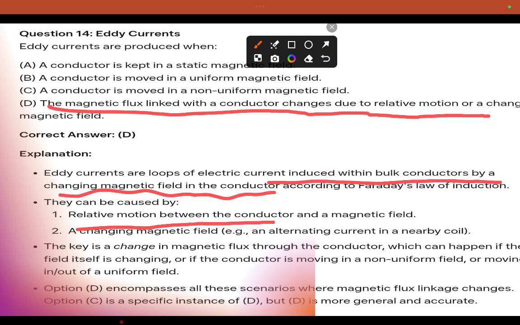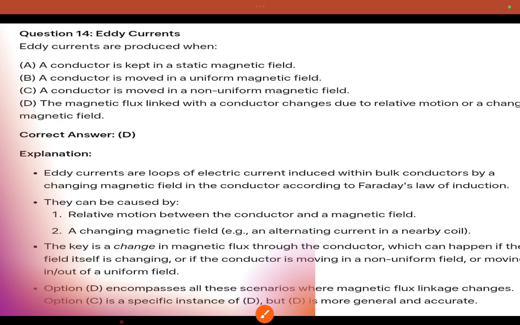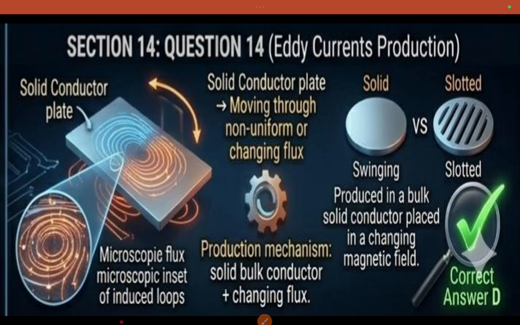A changing magnetic field can change, for example, alternating current in a nearby coil. The key is the change in magnetic flux through the conductor, which can happen if the field itself is changing, or the conductor is moving in a non-uniform field, or moving in or out of a uniform field. So you can see here a solid conductor plate is placed between a strong magnetic field, and it is creating induced currents, which we call eddy currents.